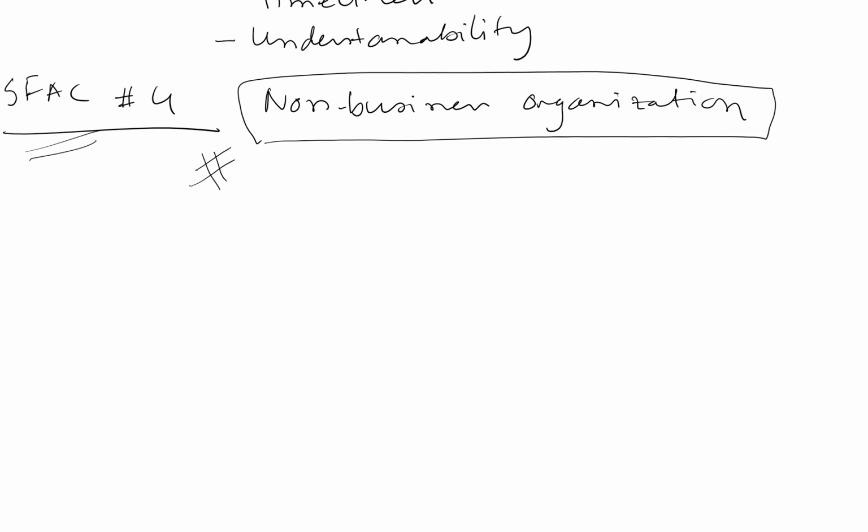So who are these type of organizations? It could be any charity organizations, NGOs, foundations, non-profit universities, hospitals. Although they are not making any profit, still you need to provide the information to the external users.